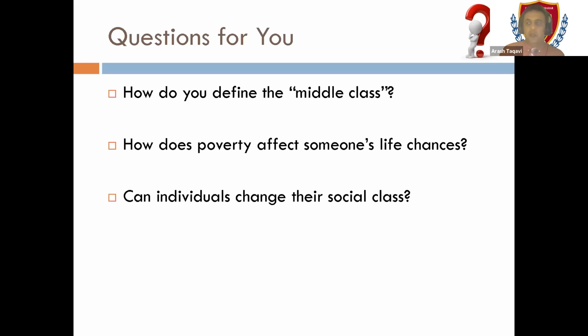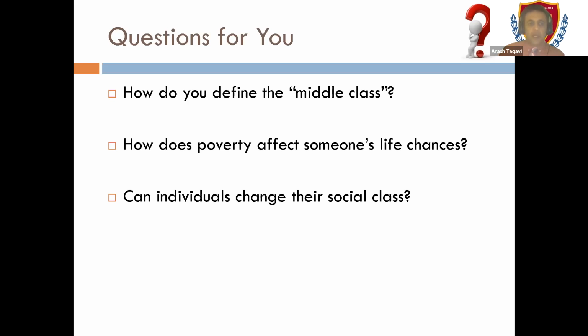For example, as a faculty member of a university, you have a very good social class. As an author, you have a good social class. As a charity owner, you have a good social class. But it doesn't mean that it necessarily ends in a good, profitable economic status. Do you agree with me or not? So these are a little different.